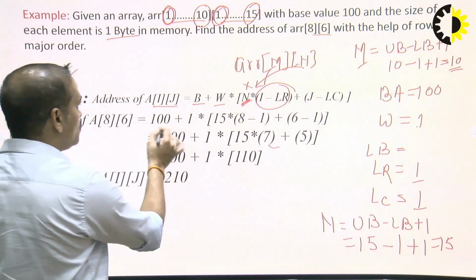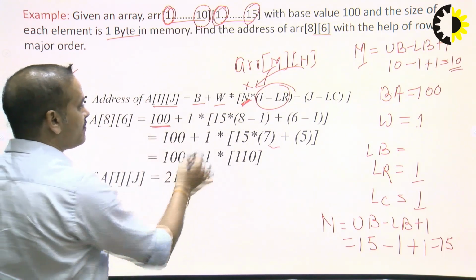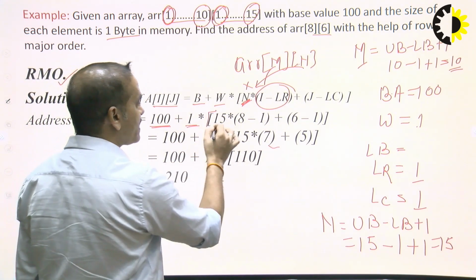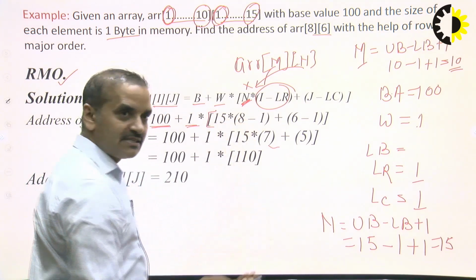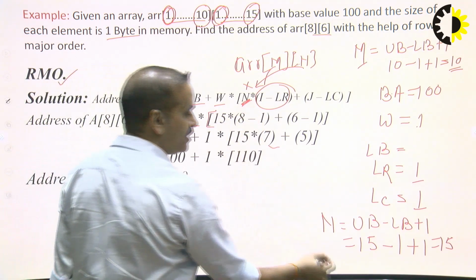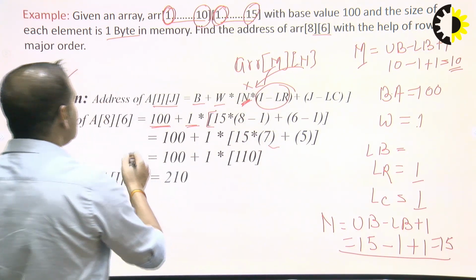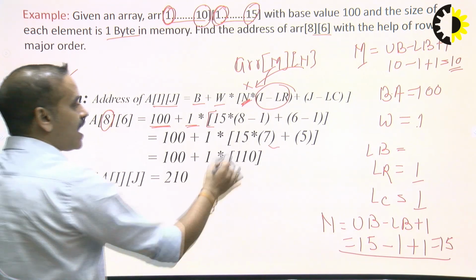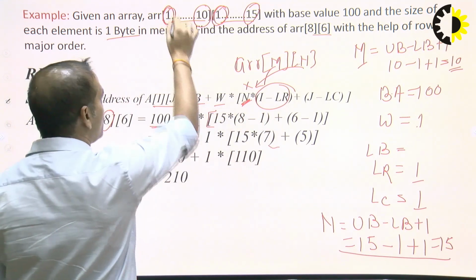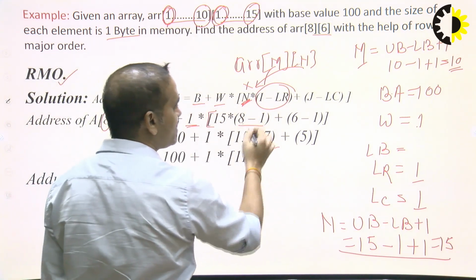We put in the values here. The base address is 100. The value of W is 1. Bracket 15 into, this is the value of N which is calculated here, (8 minus 1), and this 8 is the value of I. The lower bound of row is 1. So we write here 8 minus 1.